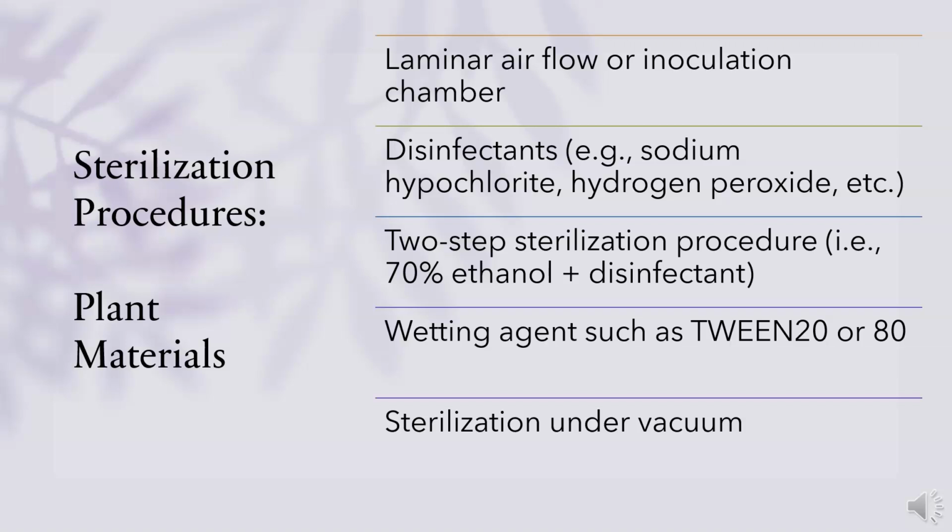For example, commercial bleach contains about 5% sodium hypochlorite, so a concentration of 10 to 20% bleach is equivalent to 0.5 to 1% sodium hypochlorite. Adding a wetting agent, such as Tween 20 or Tween 80, to the disinfectants can reduce surface tension and improve surface contact between the plant tissues and the disinfectants. Conducting the sterilization process under vacuum can remove air bubbles and provide a more efficient sterilization process.